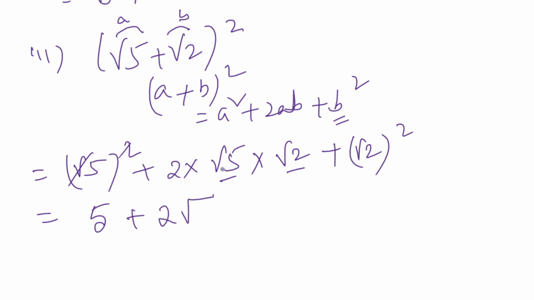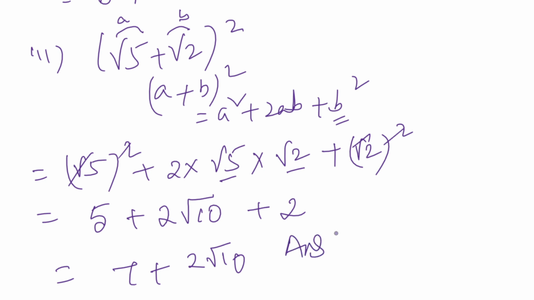So I will write 5 into 2, 10, plus again root 2 square is 2. This 2 and this square get cancelled, so 2. This rational number, this rational number I can add together, 5 plus 2 is 7, and this is my irrational number, 2 root 10. So rational and irrational I cannot add together, I have to keep the answer as it is. So this is my answer.